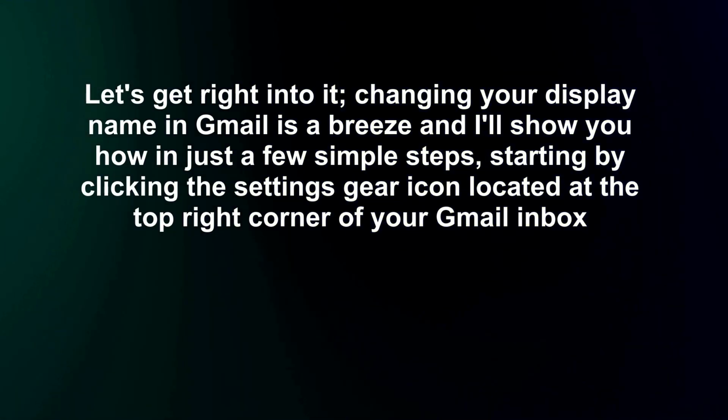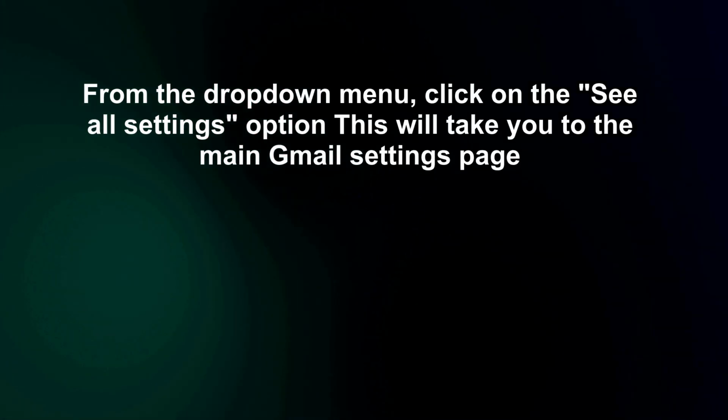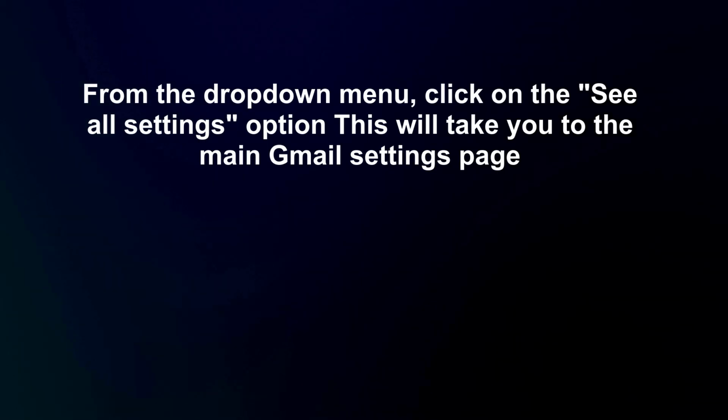starting by clicking the settings gear icon located at the top right corner of your Gmail inbox. From the drop-down menu, click on the See All Settings option. This will take you to the main Gmail settings page.